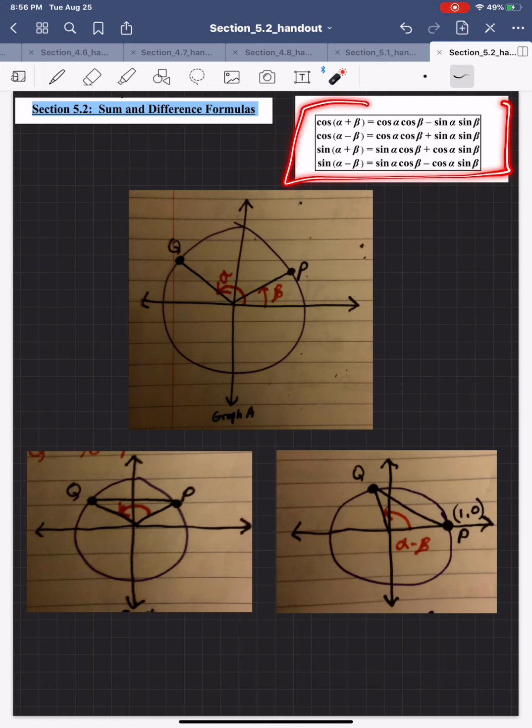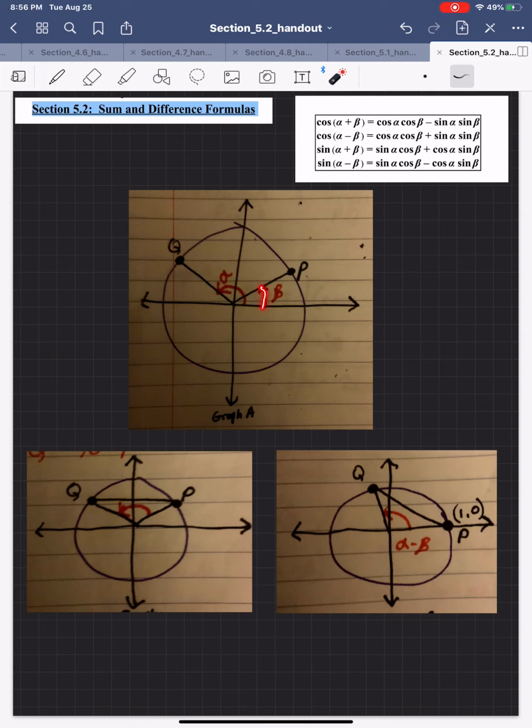Where do these come from? What is this? Where do these sum and difference formulas come from? So really quickly, this won't take me long at all. You don't have to take any notes here. Are you ready? So take a look at, we have point P, we have point Q here on this circle.